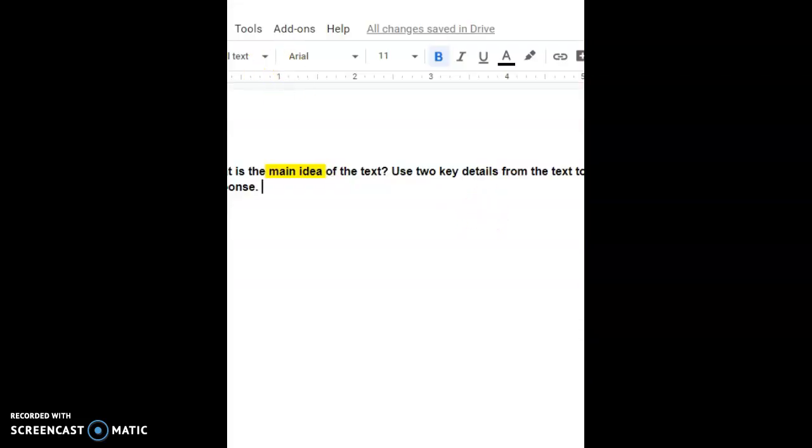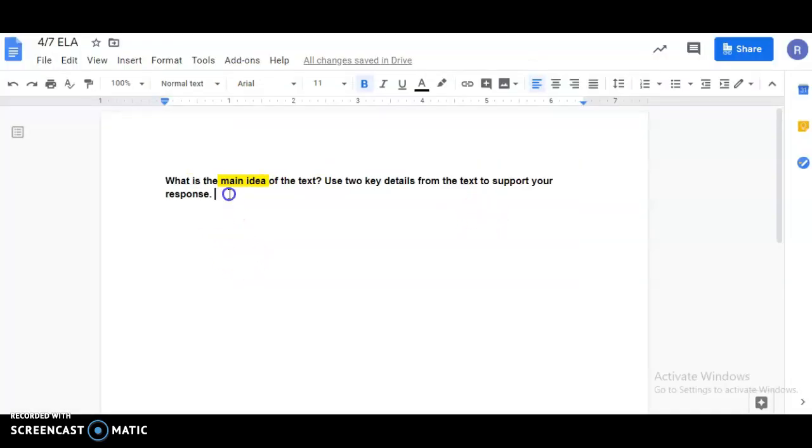So let me go ahead and fix this for you. I know the first thing I want to do is respond to this in a complete sentence. I want to restate the question. So the question is, what is the main idea of the text? So I'm going to restate it by saying, the main idea of the text. I want to make sure I indent. And now I'm going to actually answer it. This is the A in RACE, the answer.